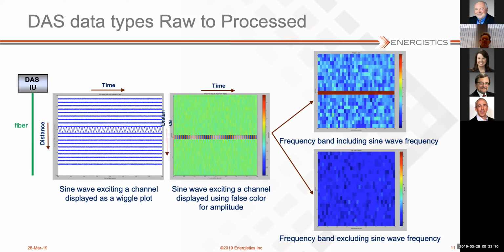In this example, you see a simple sine wave which is excited at a single location on the fiber. On the left, you see that schematically. In the middle, you see what it would look like on one of these so-called waterfall plots that you often see for DAS data. And then on the right, you can see the result after you filter out certain frequencies. In this case, you see two bands, one that has the sine wave in it, which is the red bar on the right. And the bottom one is the rest of the frequency spectrum, which doesn't include this. So that's why you see it missing.